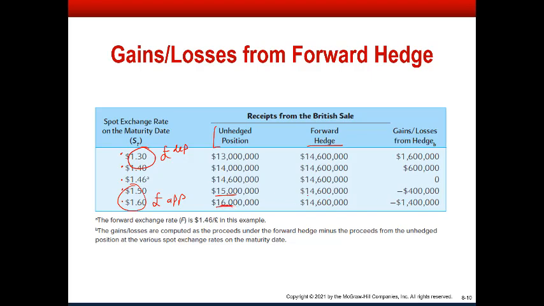Boeing, of course, will gain by the amount of that appreciation. And so if they hedge, they'll lose what they could have otherwise gained. Likewise, if the pound depreciates, Boeing would have lost that depreciation, and by hedging with the forward contract, they save that money that they otherwise would have lost. So you can see you completely neutralize the risk.